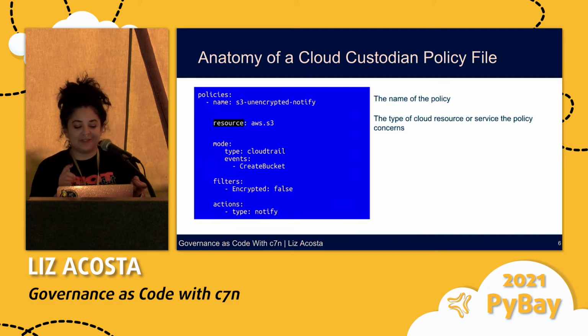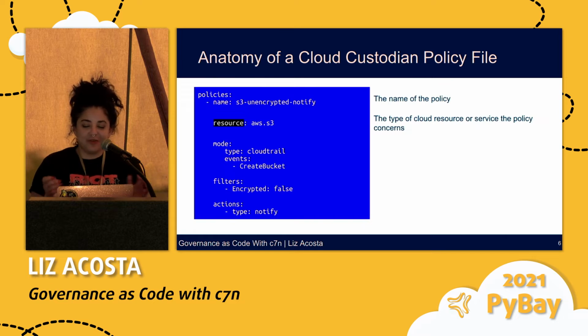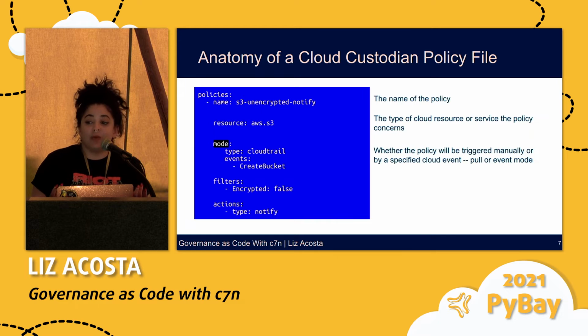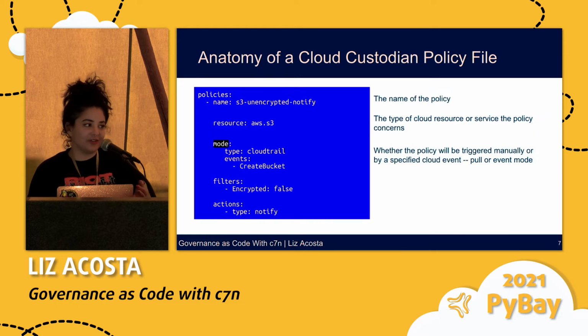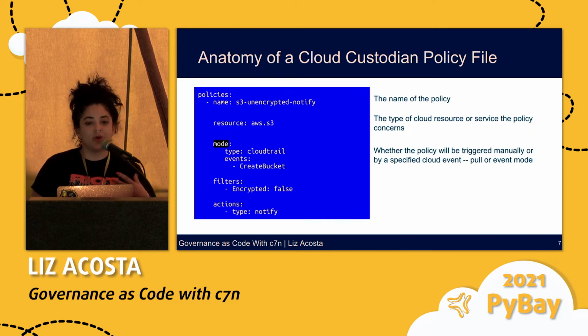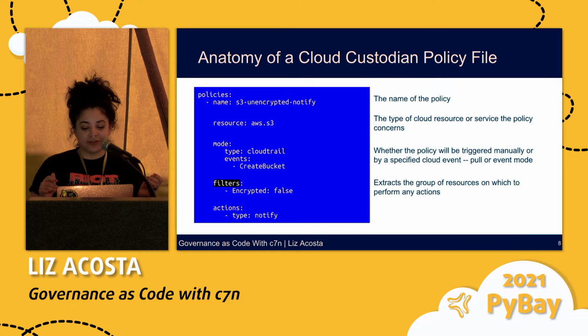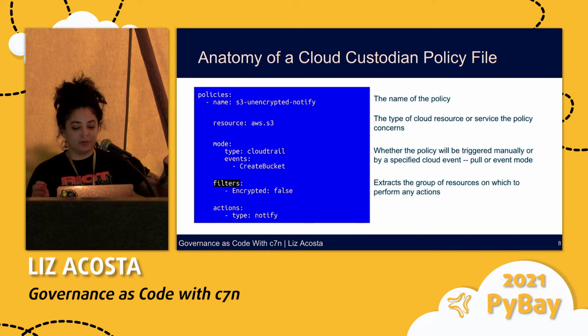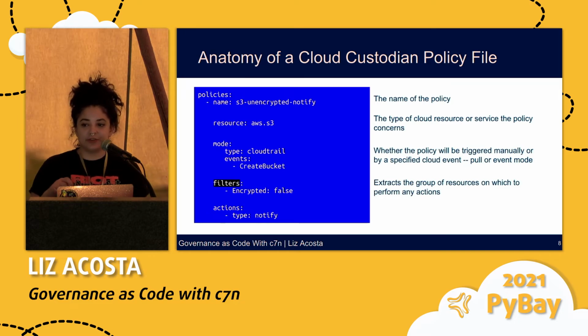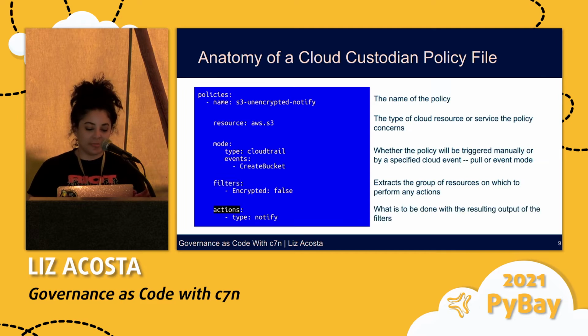If you look at it, we've got the name of the policy. We've got the resource that we want this policy to act on. We have then the mode of this policy, right? That determines whether we want this policy triggered manually or by a specific cloud event. We have the filters, and the filter is what will extract the group of resources that we want to take action on. And then the action is the various things that we can do to the output of that filter.